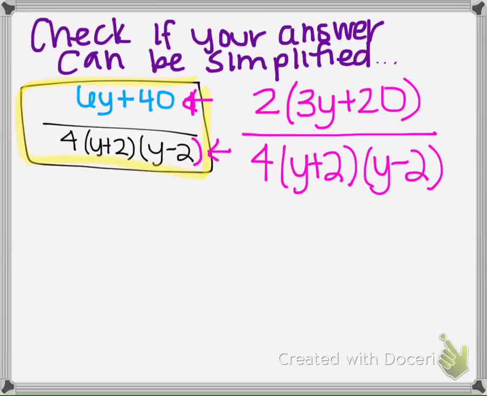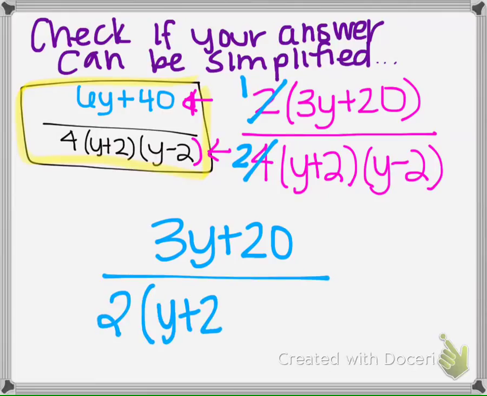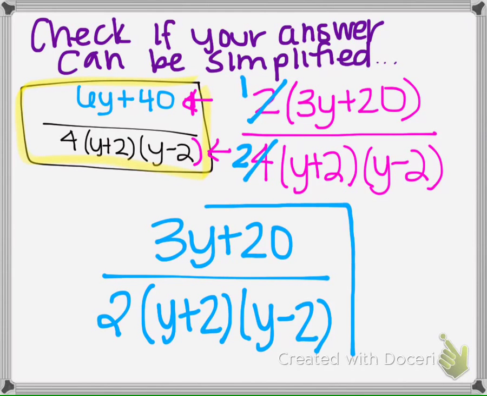And now that everything is factored, we can see that 2 goes into 4. So this would change to a 1/2. So we would have 3y plus 20 on the top over 2 times y plus 2 and y minus 2. That would be our final answer here.